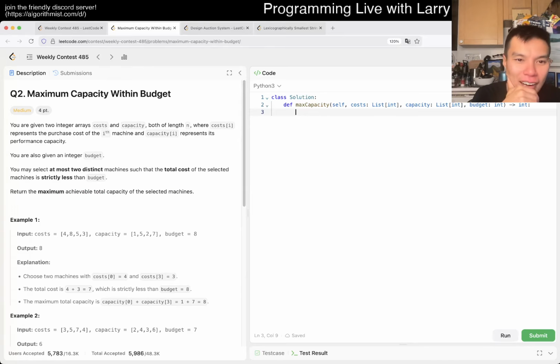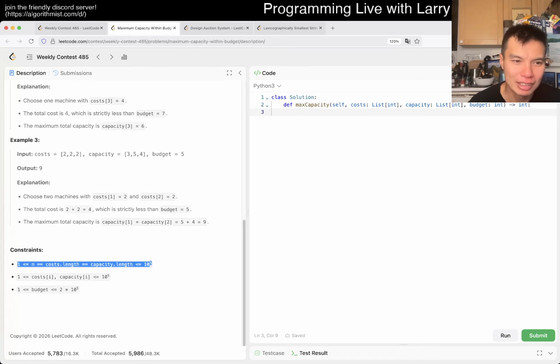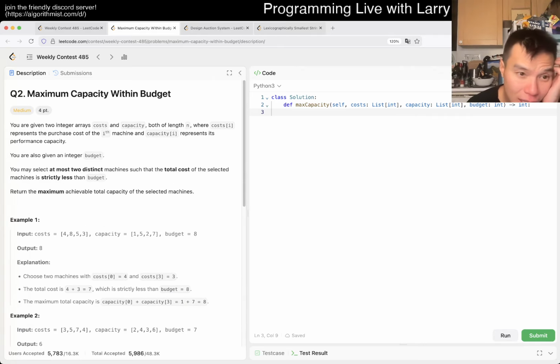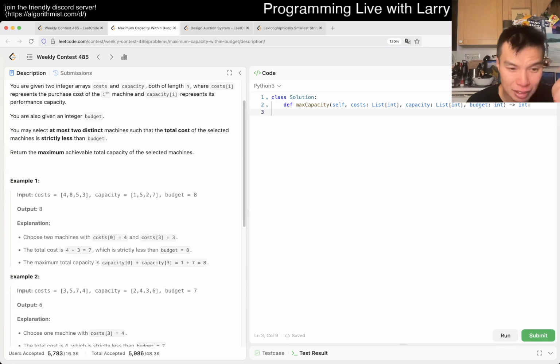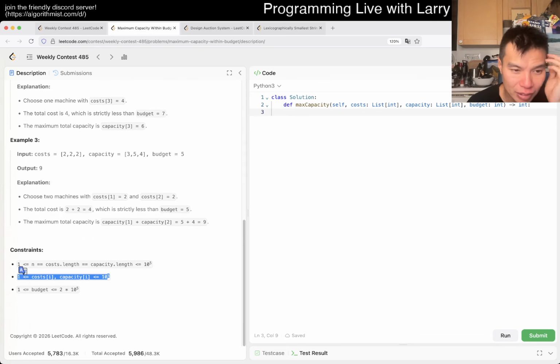But okay, cost and capacity are both length n, with cost[i] and capacity[i] representing a machine's performance. You're also given an integer budget. You have to select at most 2 machines such that the total cost of the selected machines is strictly less than budget. N is big, so n squared is not going to be fast enough. We want the maximum achievable total capacity within the budget. Alright, 10 to the 5th, okay.